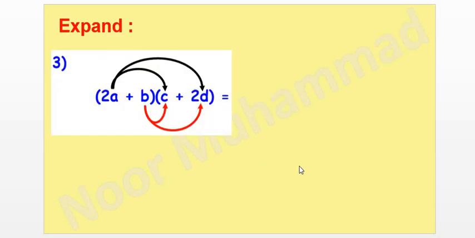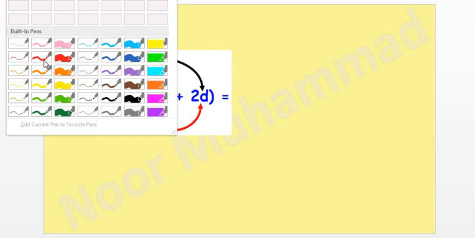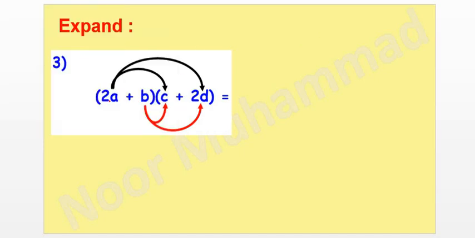Okay, here is question number 3 from the book, and as you can see I have drawn the arrows here. So let's solve it. The first term is 2a. So 2a is going to be multiplied first with this c, and then this 2a is going to be multiplied with this 2d. So 2a times c will give us 2ac. Then multiply 2a with this 2d.